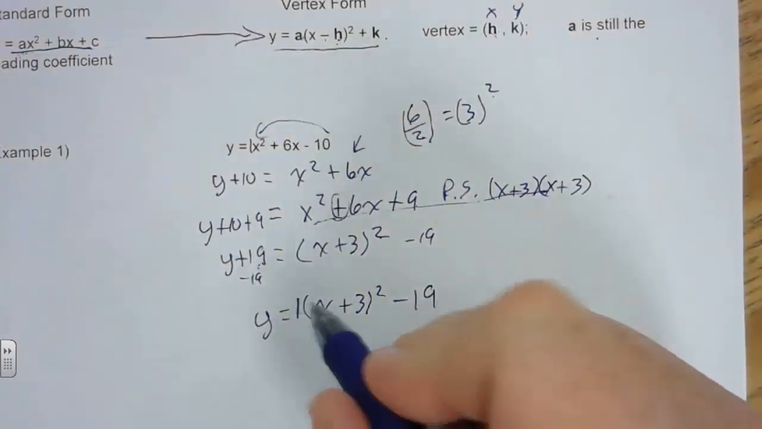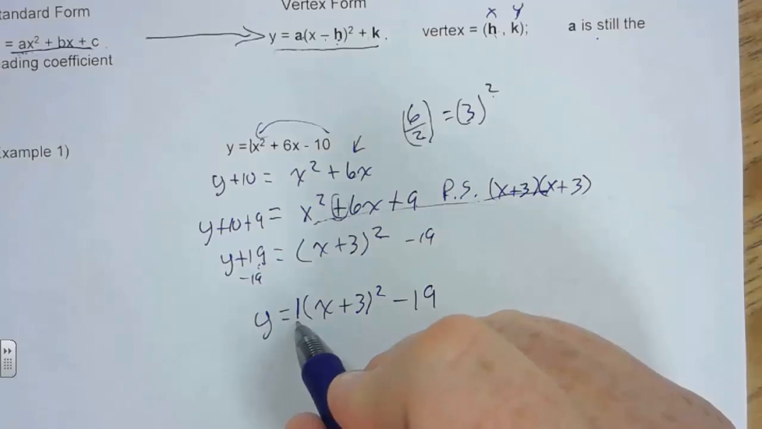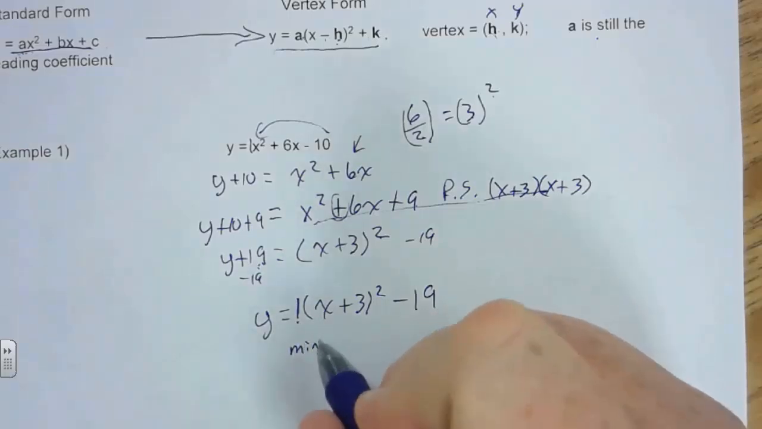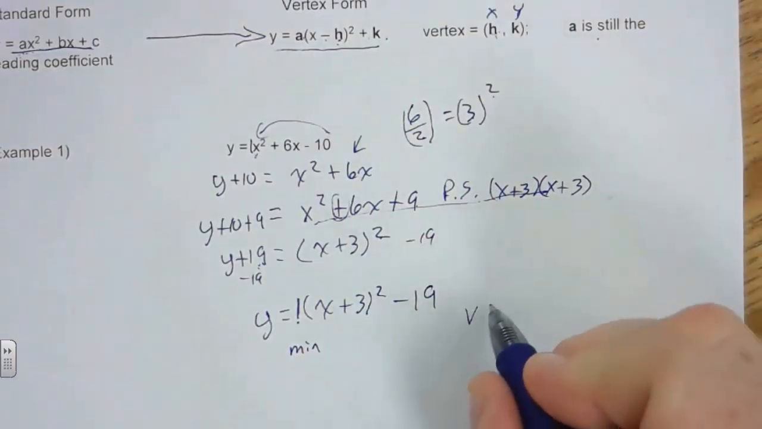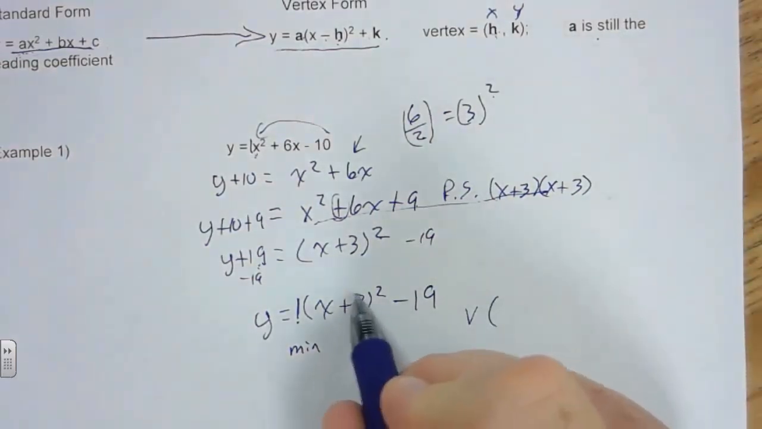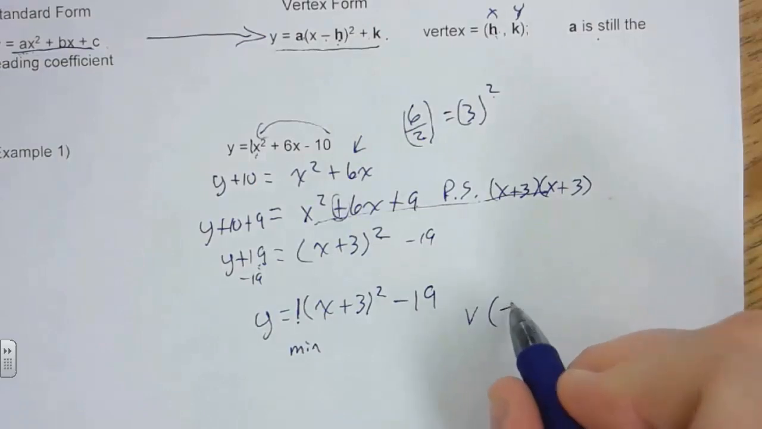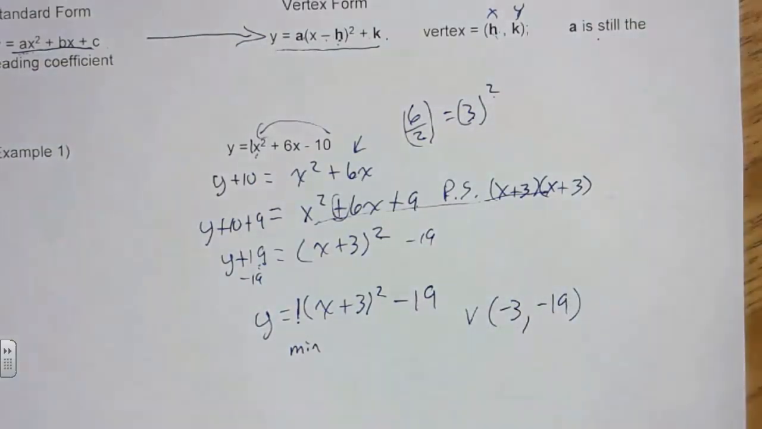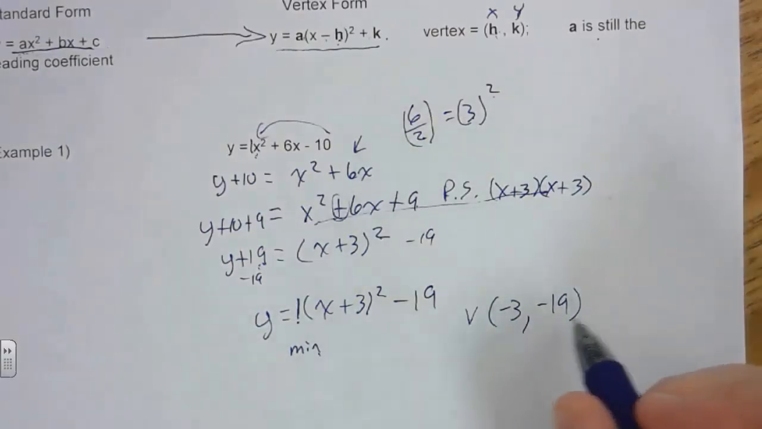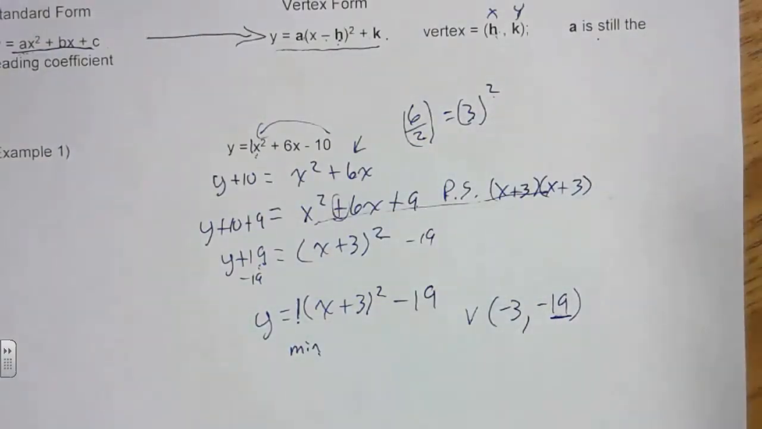Now my leading coefficient is 1, which tells me I have a minimum value. So this is a min function because it's the same one that was up here at the top. But my vertex is located at, now it's the opposite of this number here for x, which is negative 3, and then that number for y, negative 19. So now we know that this is a minimum. We can look over here and see, oh yeah, the minimum is actually negative 19.